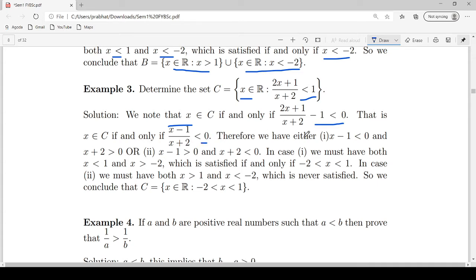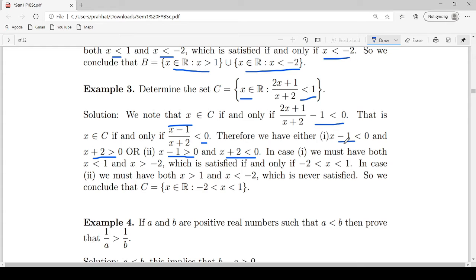you have two conditions. Either x minus 1 is less than 0 and 1 upon x plus 2 is greater than 0. But 1 upon x plus 2 greater than 0 is the same as saying x plus 2 is greater than 0. And the second case we will have is x minus 1 greater than 0 and 1 upon x plus 2 less than 0. But 1 upon x plus 2 will be less than 0 if and only if x plus 2 is less than 0. So you have two cases: either x minus 1 is less than 0 and x plus 2 greater than 0, or x minus 1 greater than 0 and x plus 2 less than 0.